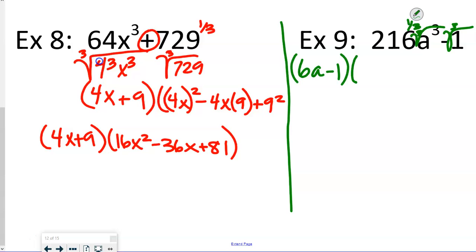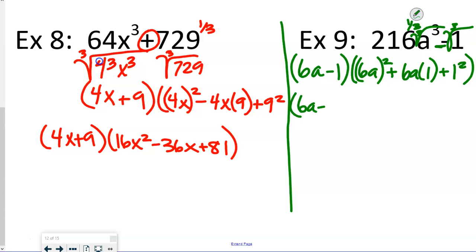Now, once again, we're going to take the 6a, and we're going to square it. This time, we're going to have a plus for the middle term because there was a minus here. There's going to be a plus there. There was a minus in the first set of parentheses because there was a minus in the original problem. Okay, then we're going to do 6a times 1, and then we're going to do 1 squared. That's going to be our second set of parentheses. So we're going to leave it 6a minus 1.